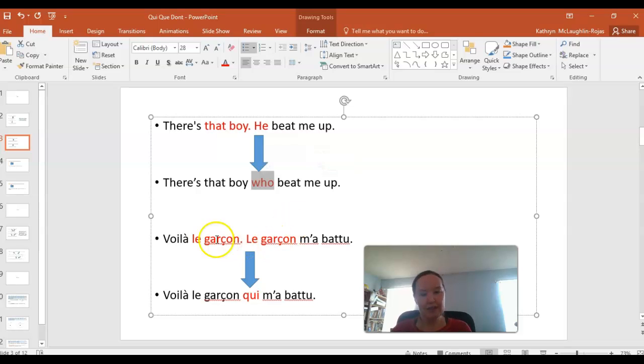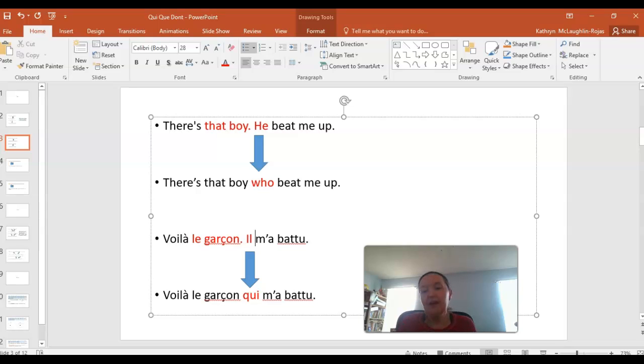In French, exactly the same thing. Voilà le garçon. Le garçon m'a battu. So, il m'a battu. Voilà le garçon, il m'a battu. Okay, that's not so good.